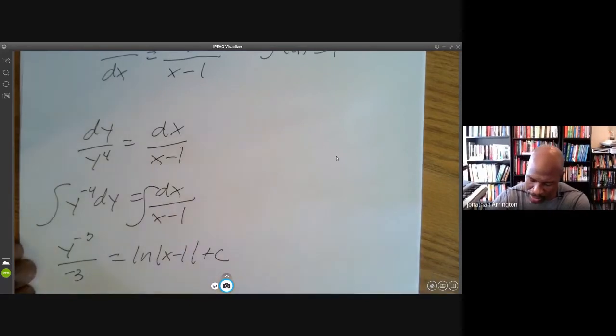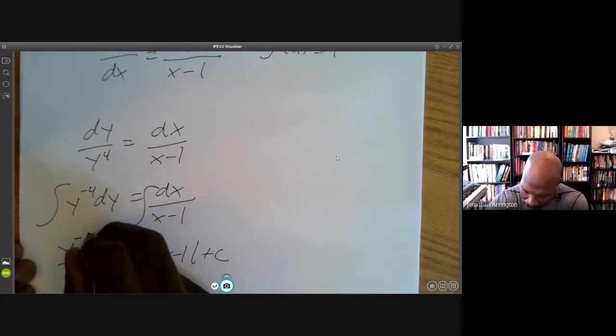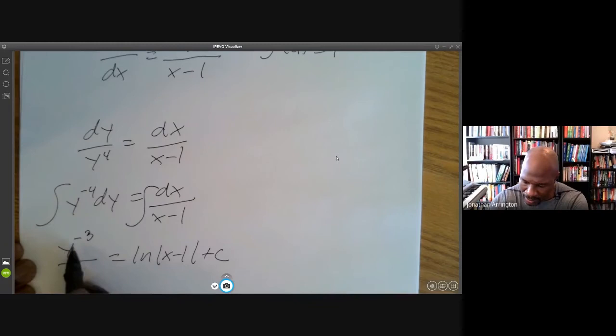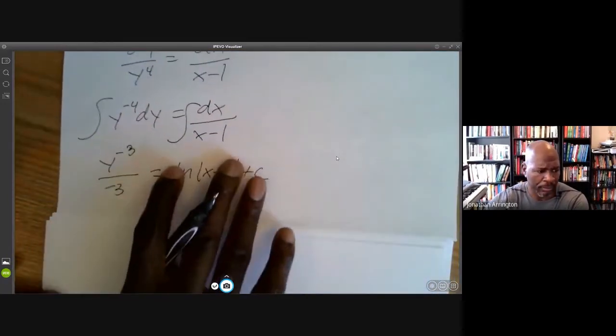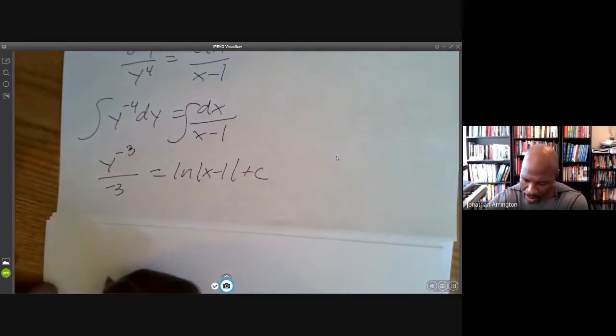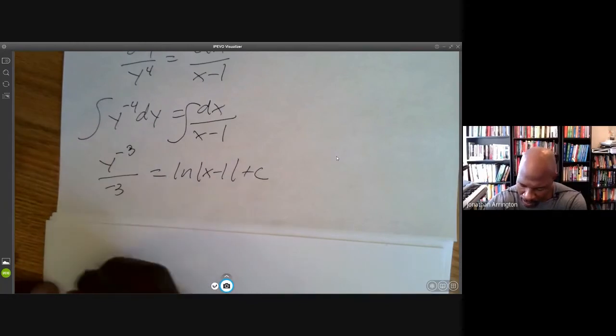And what I would like to do, I'm going to write this y to the negative 3rd over negative 3 as negative 1 over 3y cubed. So this guy right here, just going to move this negative guy up here, which is totally legal with a fraction.